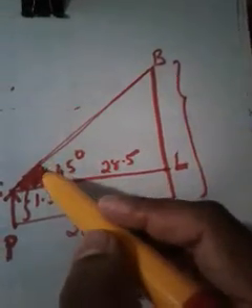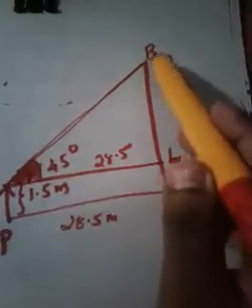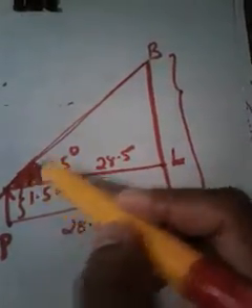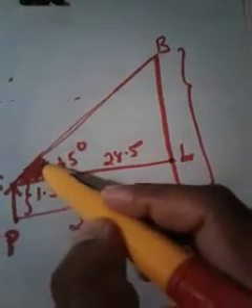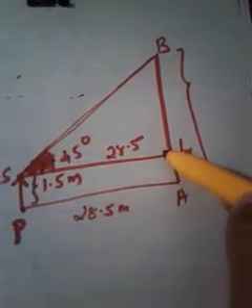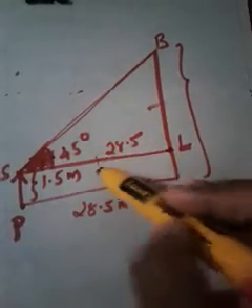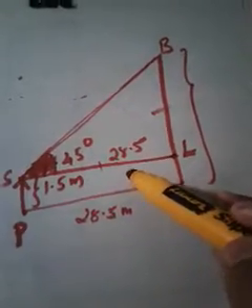Okay, so according to this 45 degrees, we need to calculate BL. According to 45 degrees, BL is the opposite side, and the adjacent side is given. So which is the ratio connecting opposite and adjacent? Tan.